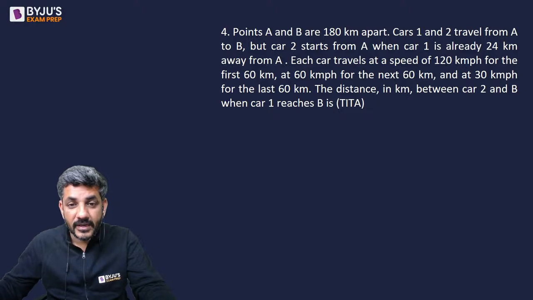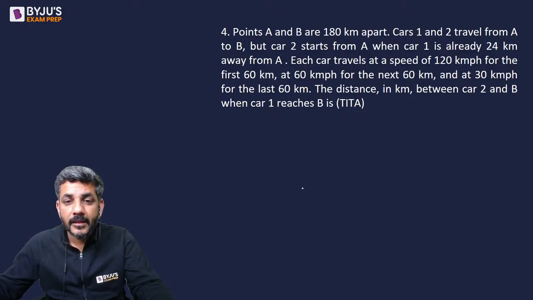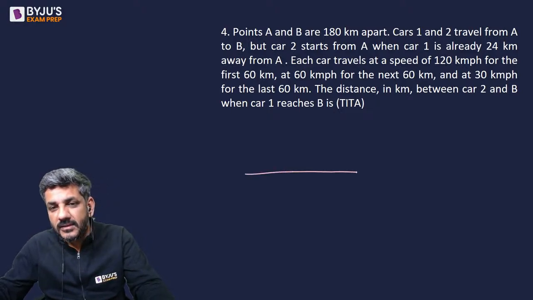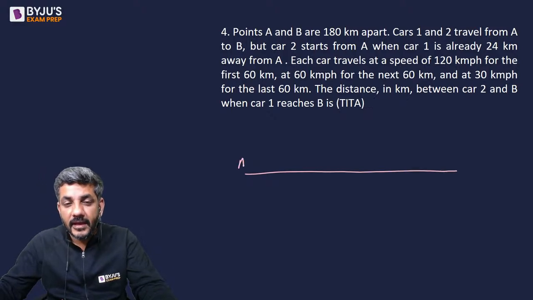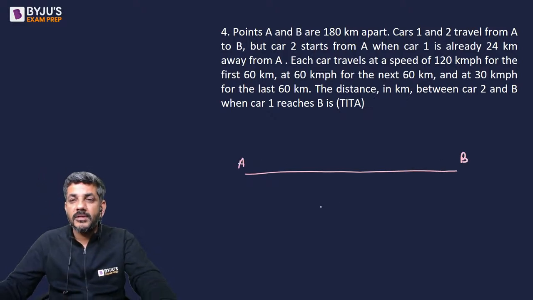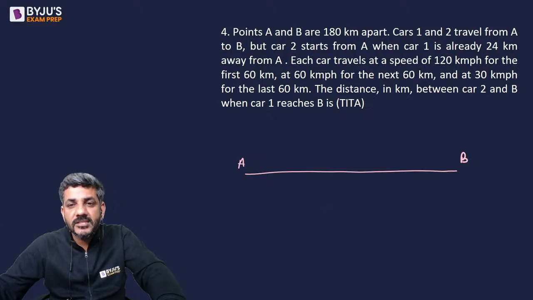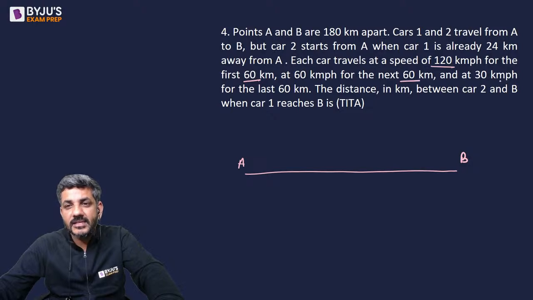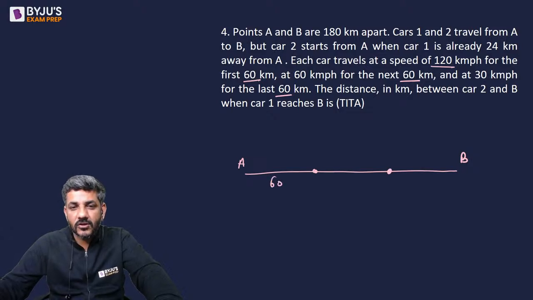So let's start doing it as well. करना शुरू करते हैं. So these are the points. Point A and point B, they are 180 kilometers apart. He says each car travels at a speed of 120 for first 60, 60 for next 60 and 30 for last 60. So पहले first 60 kilometers, next 60 kilometers and last 60 kilometers.